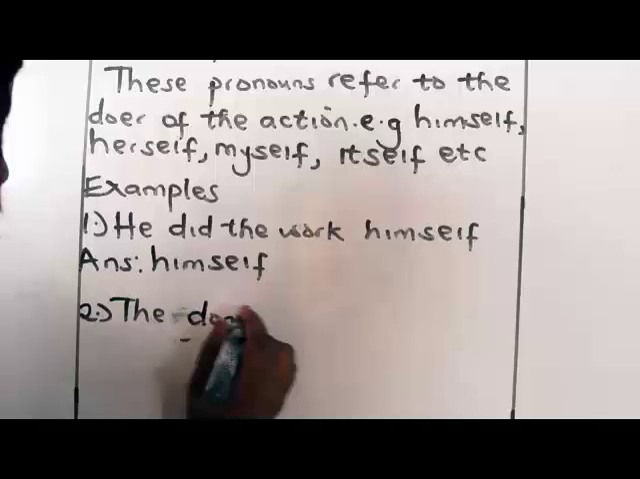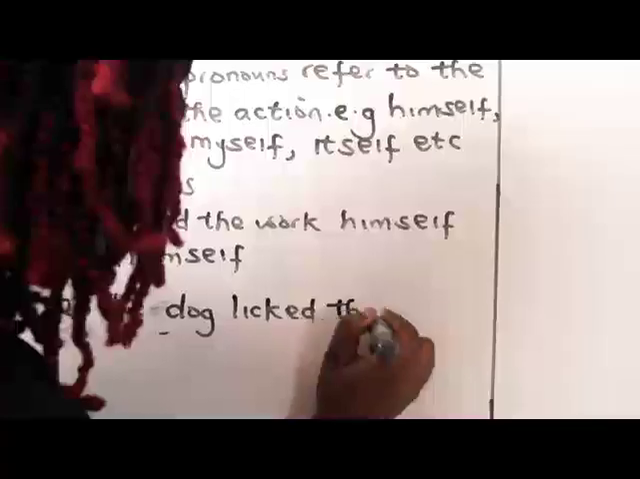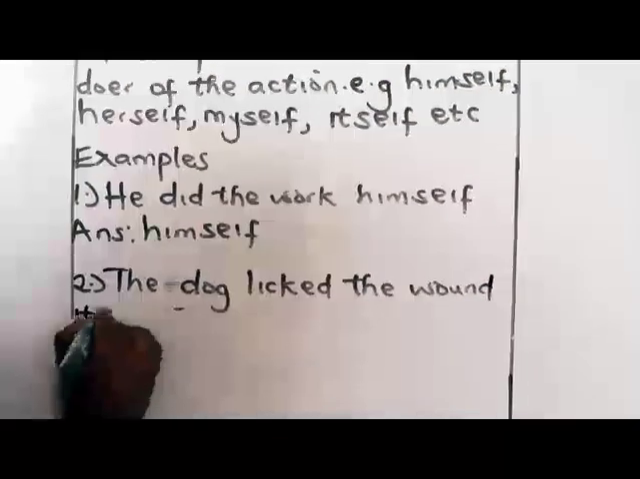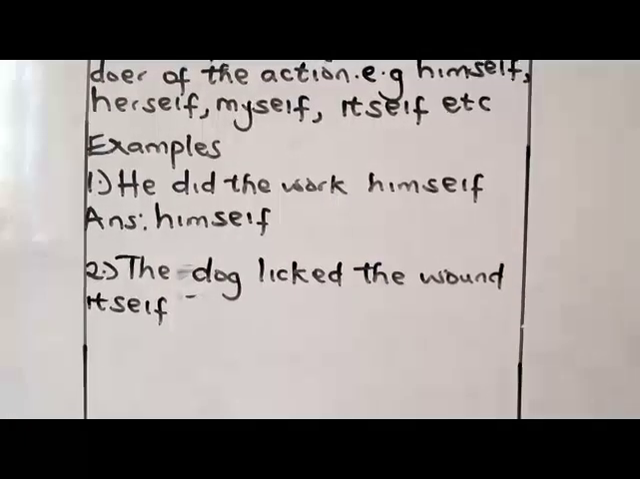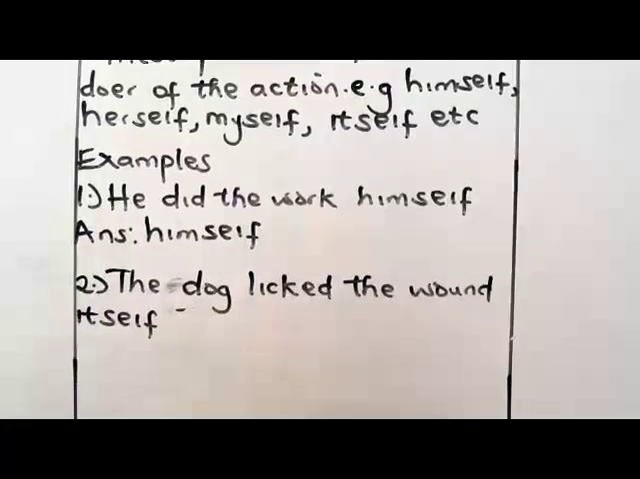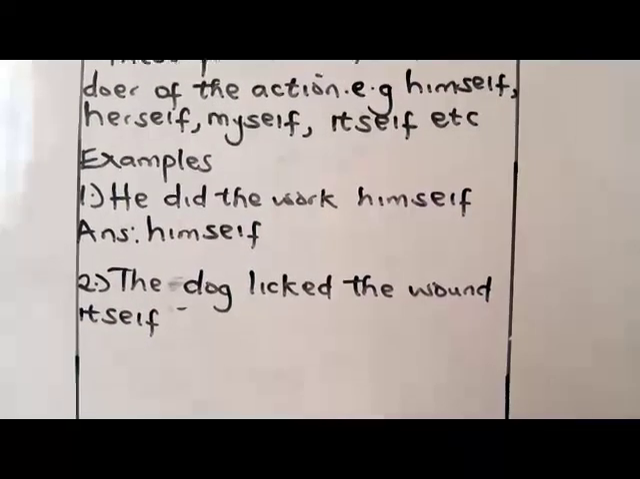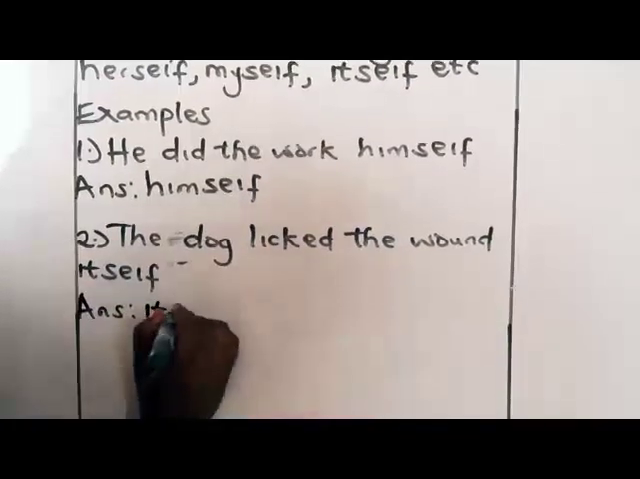And the second example I'll give you is, the dog licked the wound itself. The dog licked the wound itself. Alright children, if you look at this second example, what is the reflexive pronoun here? I'm sure you have gotten it. The answer there is itself.